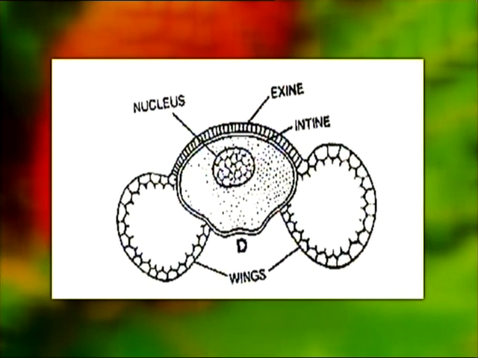Pollen grains or microspores are unicellular. In Pinus, pollen grains are winged.